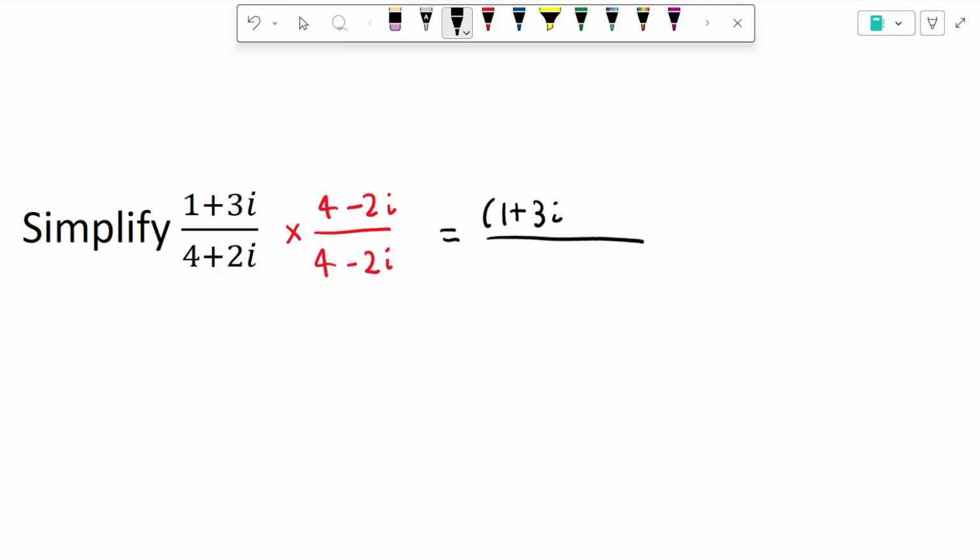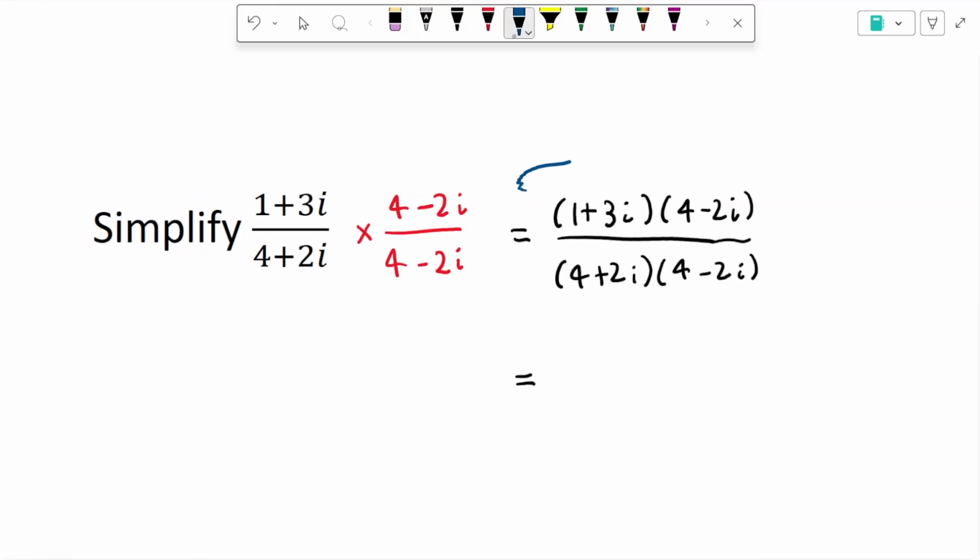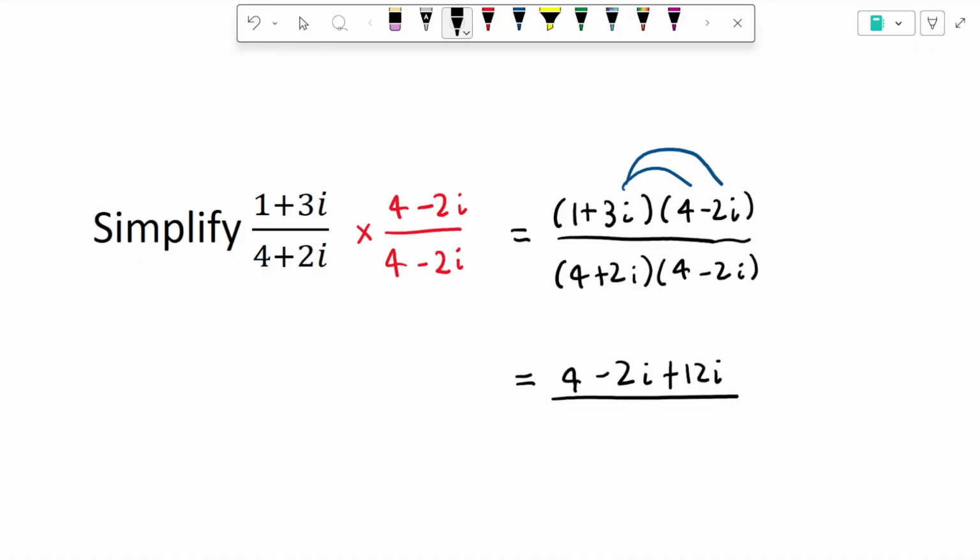1 plus 3i on the top times by 4 take 2i, and then 4 plus 2i with 4 take 2i. Okay, we can FOIL out the top. So if we look at that, we're going to get 1 times 4 on the top, so that's going to be 4. Next term that we're going to get is 1 times -2i. Then next term is going to be the 3i's, so that's 3i times 4. And then 3i with -2i, so that's -6i squared. i squared because you've got i times i.